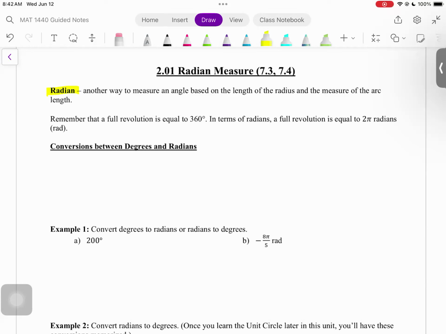So in a moment, we're going to look at how we can convert between degrees and radians. It is important to note that if there are no units provided on a particular angle measure, you're going to assume that it's radians. And so if there's no little degree symbol, then you're going to assume that it's in radians.